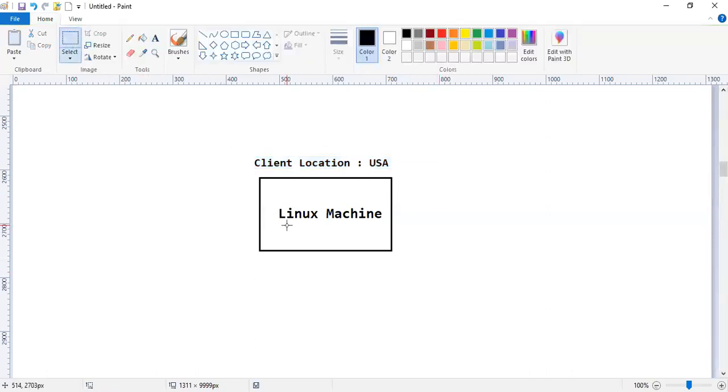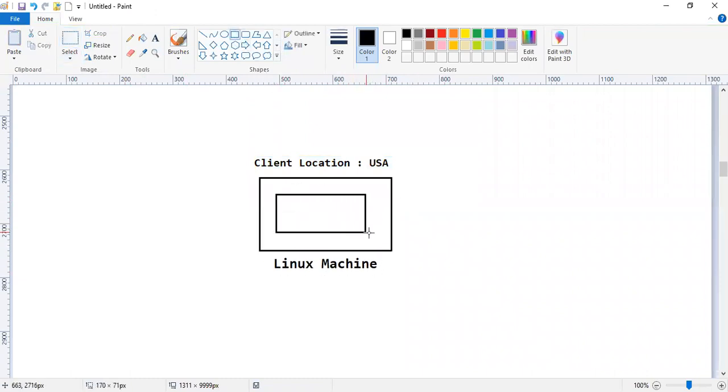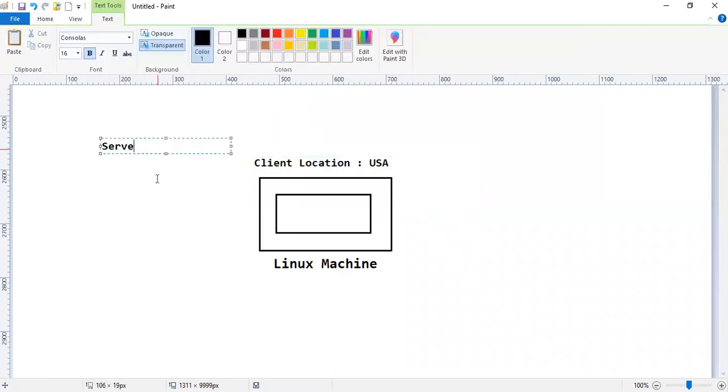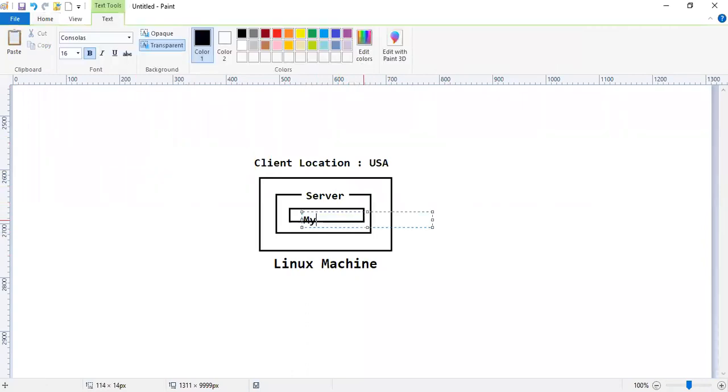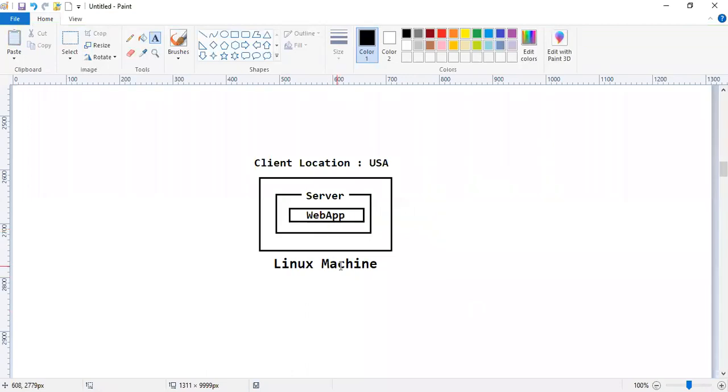In the client location, I have one Linux machine. In that Linux machine, I have installed one server, and in that server my application is running. This is my web application. I have deployed that web application in the server. The server is installed in one machine, and that machine is available in the client location. Now, my application is not working successfully. There is some problem in my application.